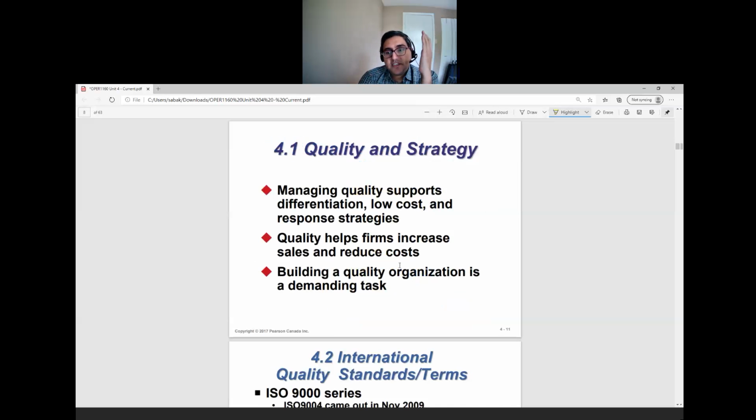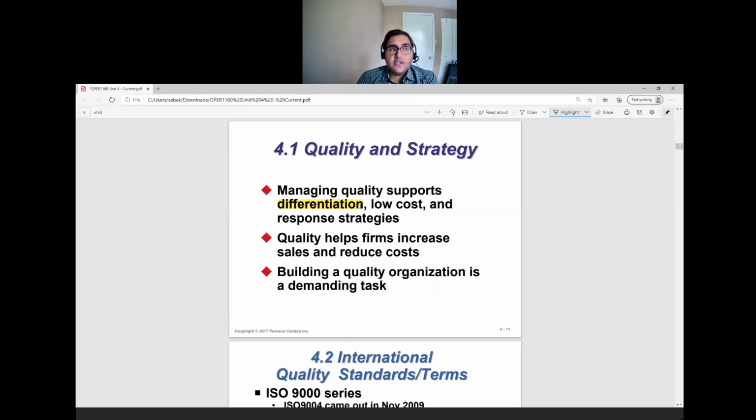Now, how is quality related to the strategy? So, for instance, the three different strategies which you have discussed already, and you already worked on your industry research assignment, we know that there are three strategies which are the differentiation, low cost, and response strategies. So, for example, in the case of differentiation, I was referring to the example of Apple.